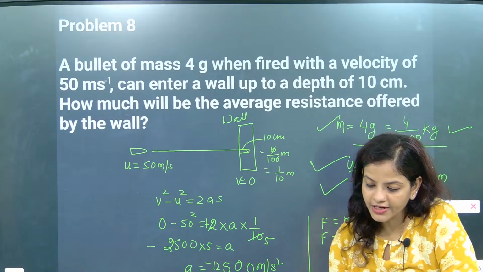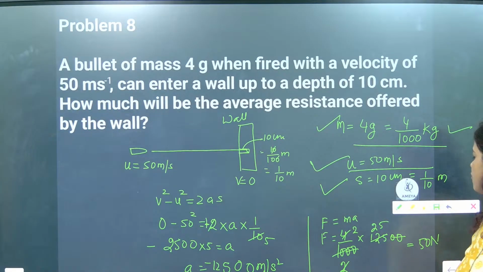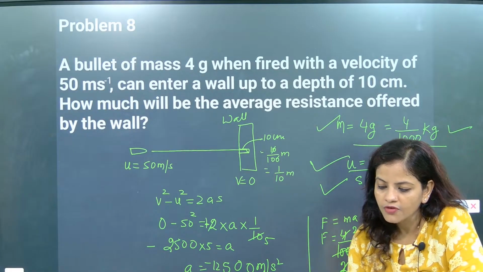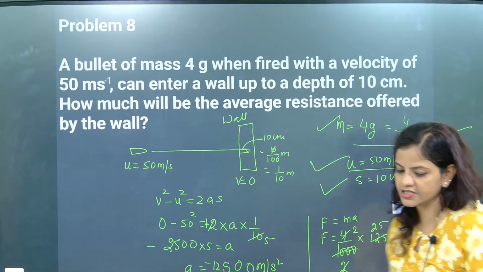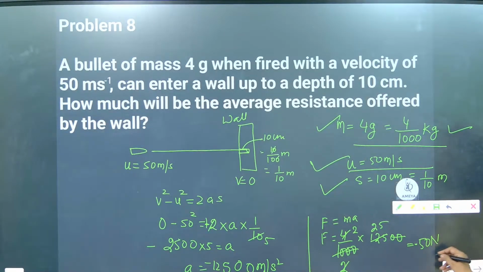It will be minus. Why will it be minus? Force will be minus because it is resistance. Understood? Force will be minus because it is resistance. But the overall answer is coming as 50 Newton.